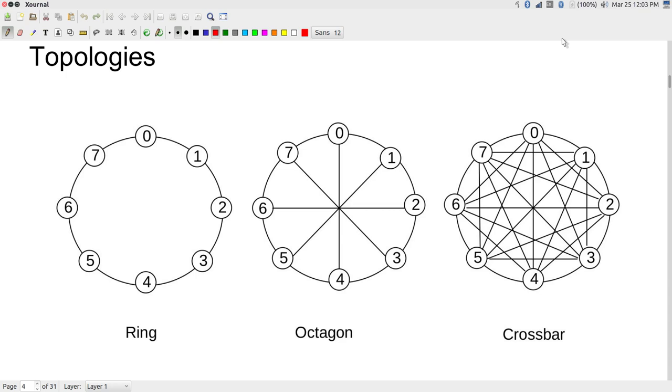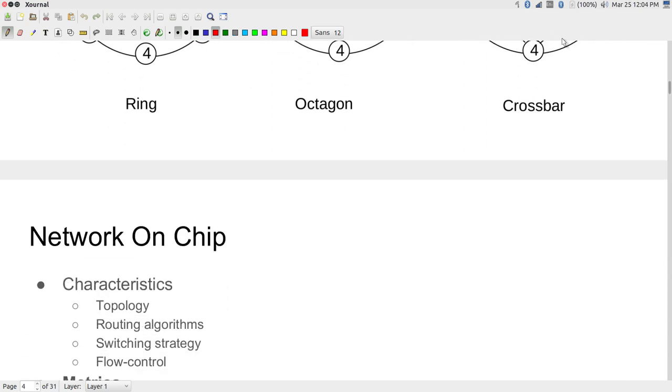Okay, and a crossbar is sort of the best case where every node is directly connected to every other node, which means that the latency required for communicating data from one node to another is minimum, but on the other hand, the sheer number of links that you now need to lay out in hardware on silicon will probably make this impractical except for very specific small cases. Okay, so this much we saw last time.